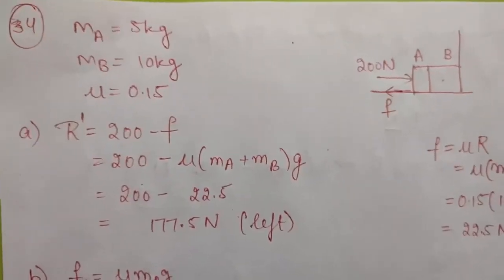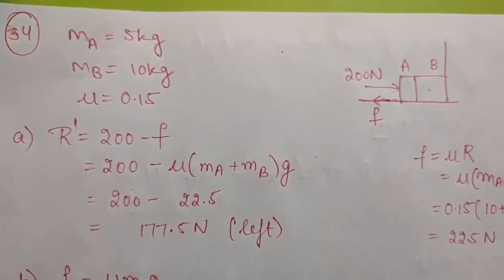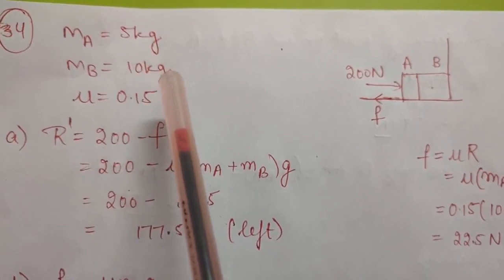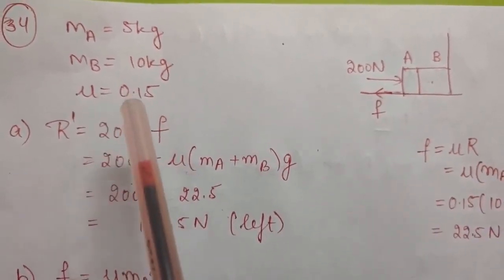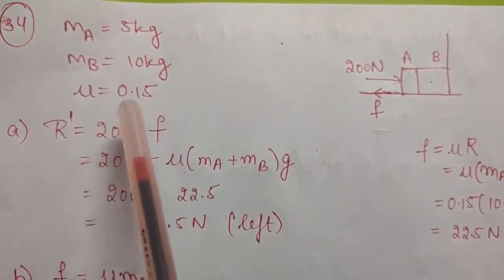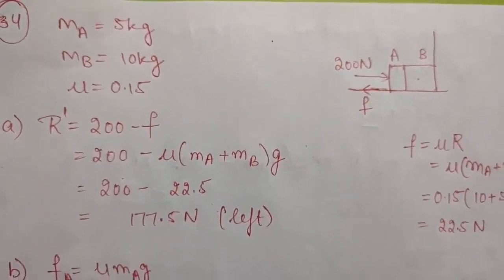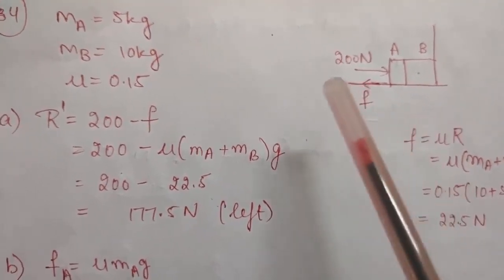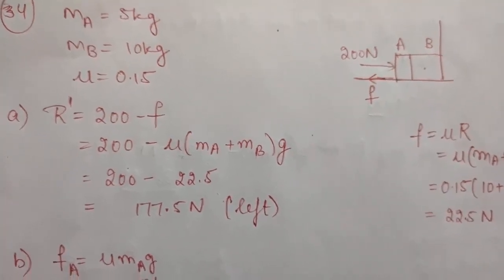Okay, so the next is question number 34. It says that there are two blocks, A and B, of masses 5 and 10 kilogram, and the coefficient of friction is given to be 0.15. The first part of the question says a force of 200 Newton is applied horizontally on A in this direction. You have to calculate the reaction of the wall.